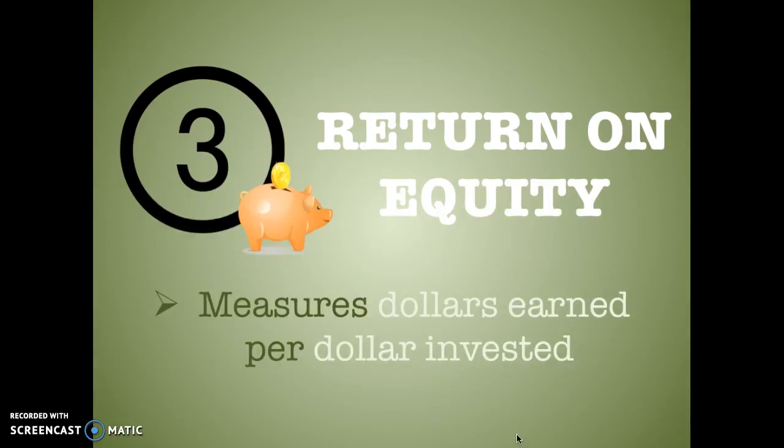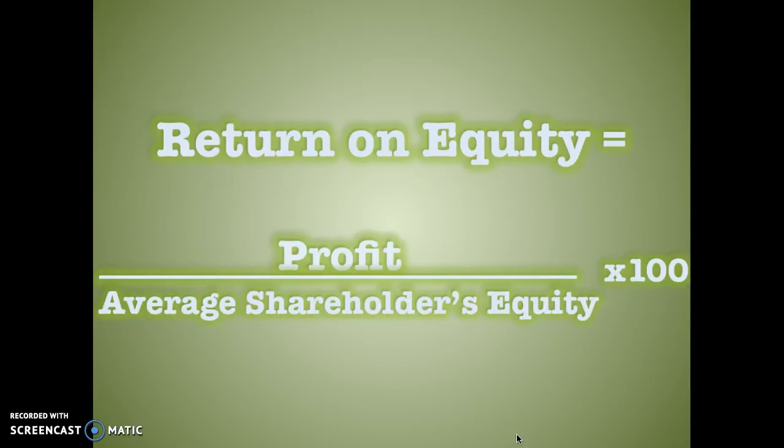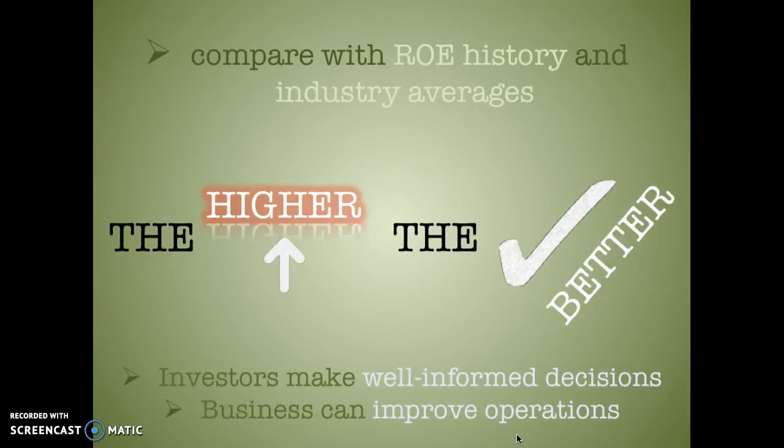Finally, the last analysis tool that we will be discussing is return on equity. This shows the dollars earned for each dollar invested by the shareholders. The ratio uses the profit of a business divided by the average shareholder's equity, multiplied by 100 to express it as a percentage. The result can again be compared with the ROE history and industry averages. A higher ROE would mean that the business's operations are more effective in making use of the investments. It allows investors to decide if they should invest in the business and helps the business improve their own operations.